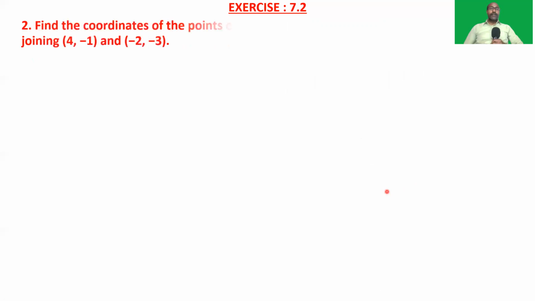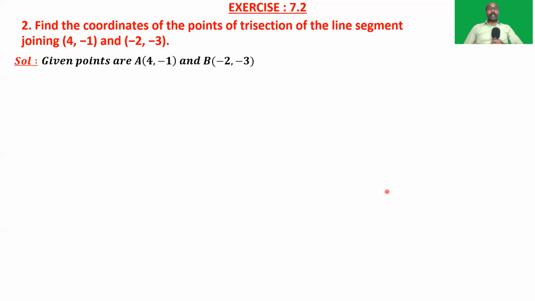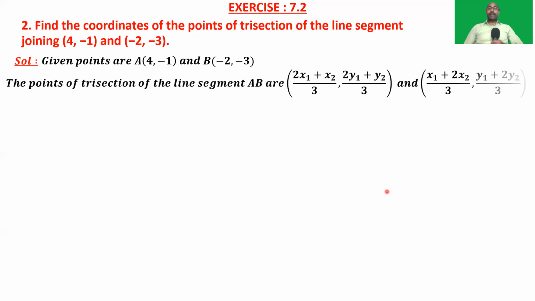Next problem. Find the coordinates of the points of trisection of the line segment joining 4, -1 and -2 comma -3. So the given points are A 4 comma -1 and B -2 comma -3. Already we have seen that the points of trisection of the line segment AB are 2x1 plus x2 by 3 comma 2y1 plus y2 by 3 and x1 plus 2x2 by 3 comma y1 plus 2y2 by 3.